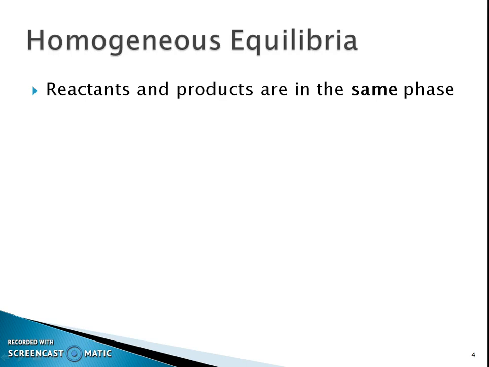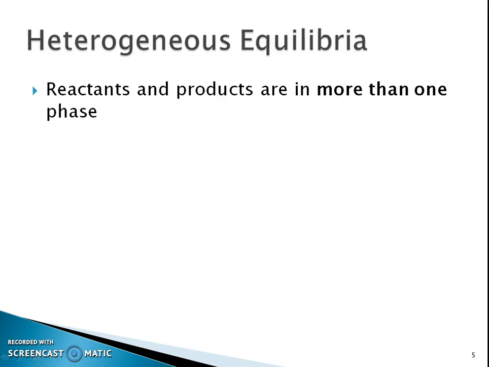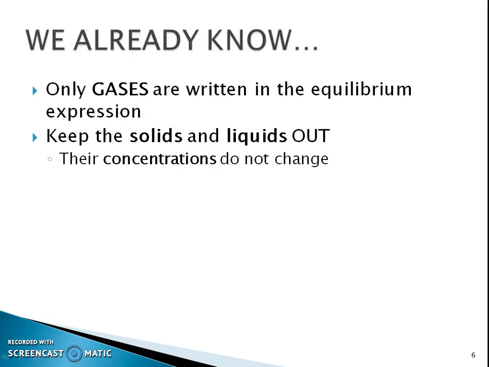Homogeneous, of course, remember, means that the reactants and products are going to be in the same phase. They're all going to be gases. They're all going to be liquids. They're all going to be aqueous, right? But heterogeneous means that the reactants and products are in more than one phase. So it could be a solid to a liquid. It could be a solid to aqueous. So let's think about different things that this could be.